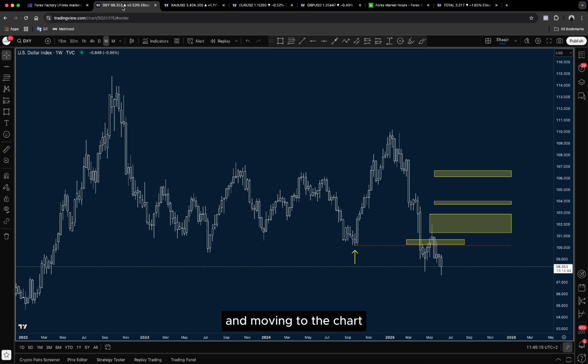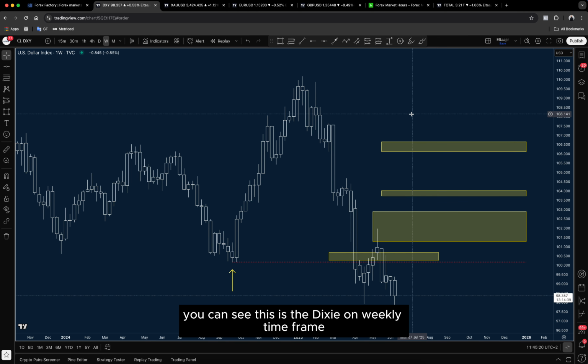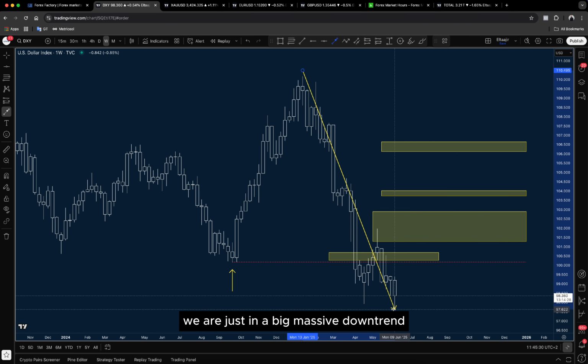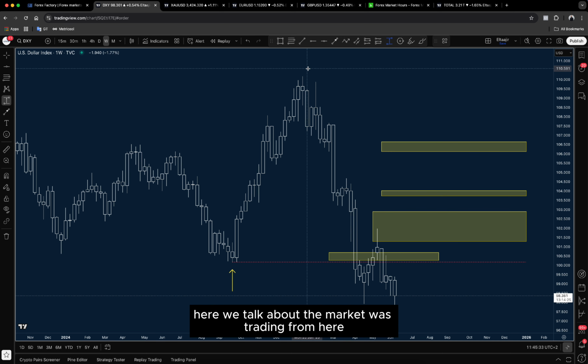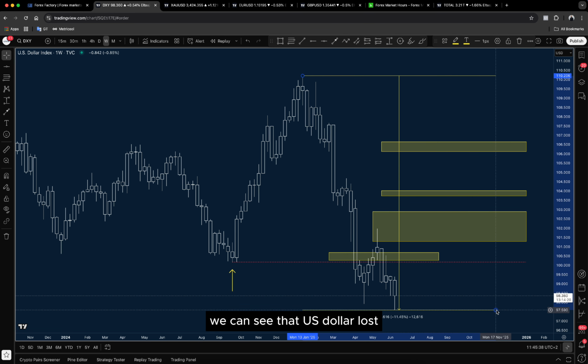And moving to the chart, this is the DXY on the weekly time frame. As you can see, starting from January this year, we are in a big, massive downtrend. The market was trading from here, and all the way down here the US dollar lost around 11.4% of its value since the beginning of this year.